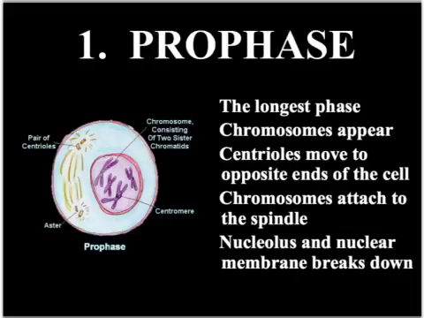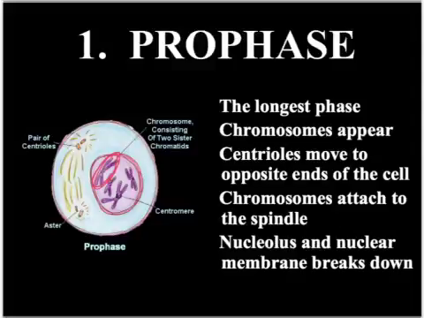The first phase is the longest phase, and it's called prophase. During prophase, chromosomes appear, so these X's start to be formed. Before that, your DNA is just very loose and more like strings. You couldn't even really see it under a microscope.